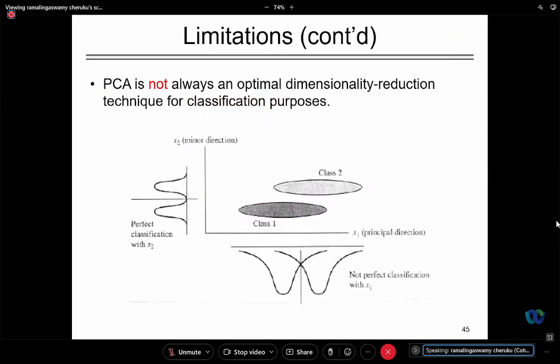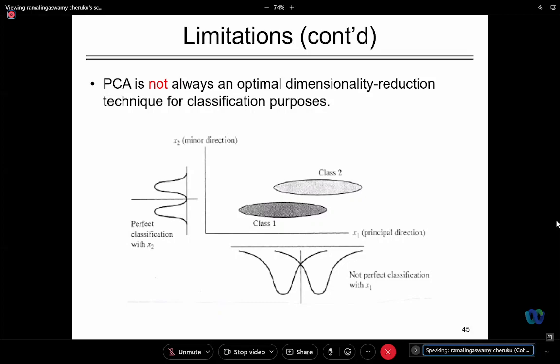PCA is not always an optimal dimensionality reduction technique for classification purposes. Especially for images, as I mentioned, there are some limitations when you are dealing with images, and it is not suggestible. That's the reason people are using another technique called LDA, linear discriminant analysis.